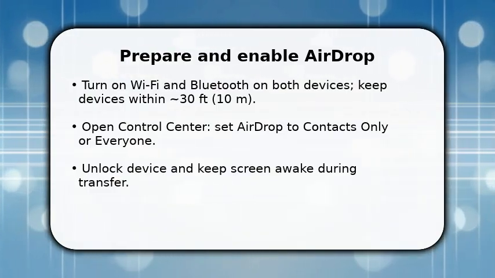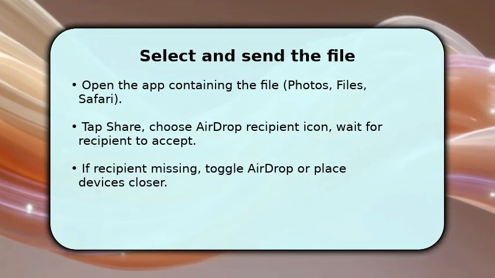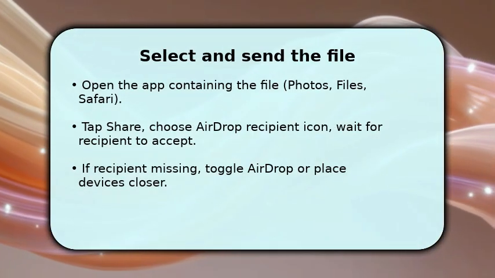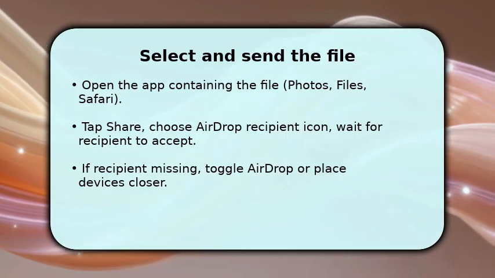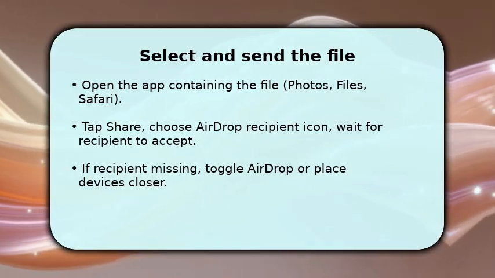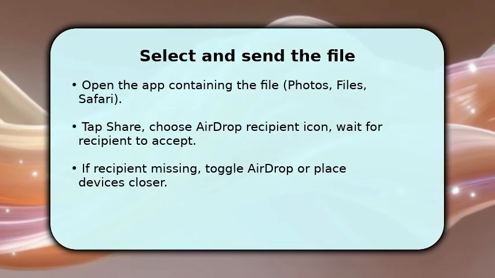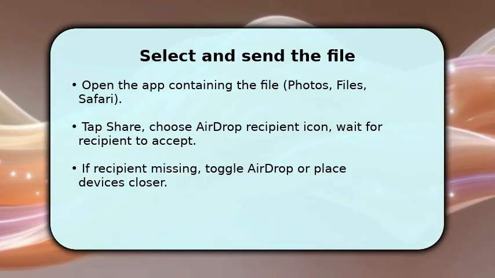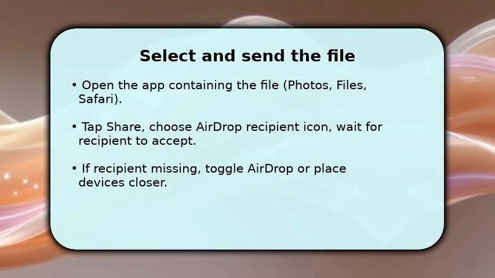You now pick the content to send, a photo, document, or link, because AirDrop shares directly from the app. Tap the share icon, then locate the AirDrop row and tap the recipient's avatar. This signals the other device to accept. While waiting, the system negotiates a direct encrypted connection for speed and privacy.